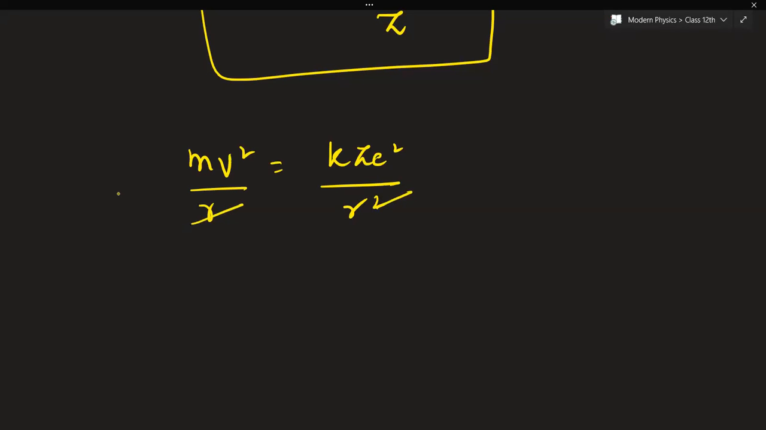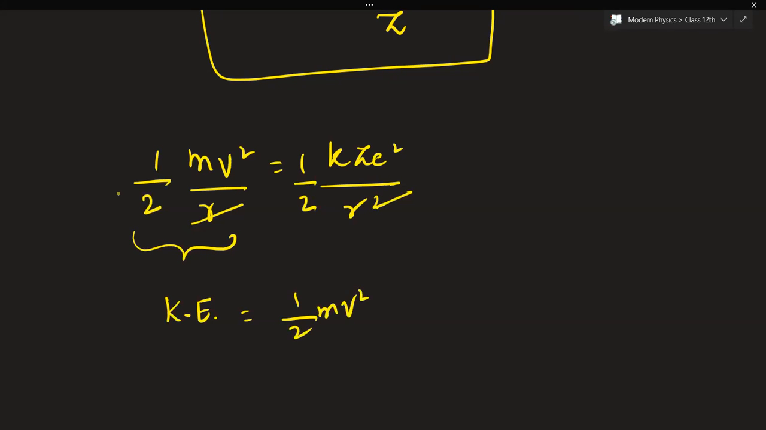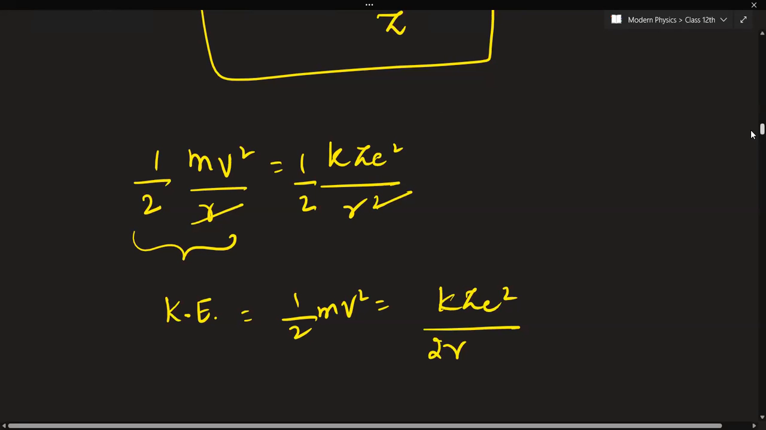When we cancelled, see, mv square is remaining. Multiply half here, multiply half here. Half mv square, what are you obtaining? Kinetic energy. This is half mv square, which is equal to kZe square by 2r. This is the formula of kinetic energy, kZe square by 2r.